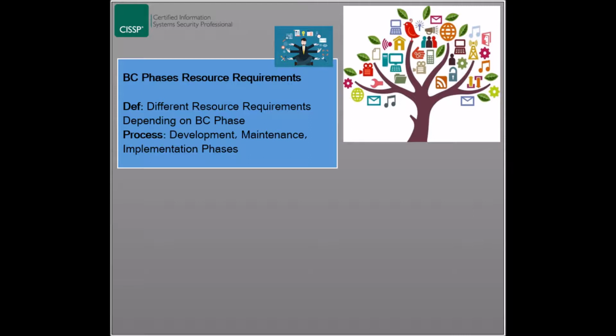The main resource required in the development phase is the human resource, where the business continuity team will have to spend most of its time and effort in defining the project scope, performing the business impact assessment, and the business continuity planning activities in general. The resources required in the testing and maintenance phase, in addition to the human resource, include the hardware and software that will be used in performing the maintenance and testing activities.